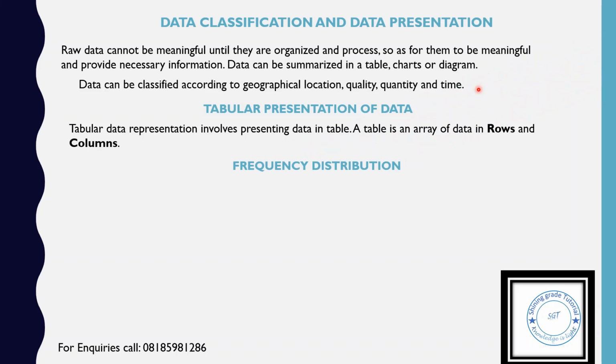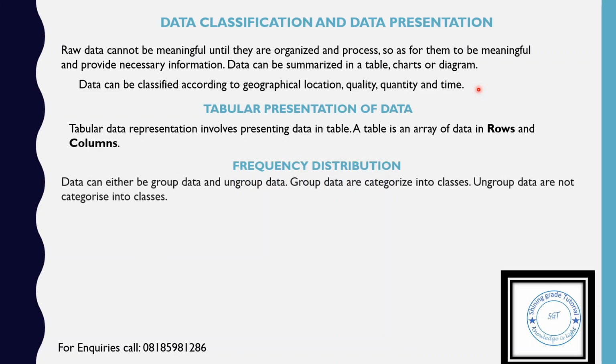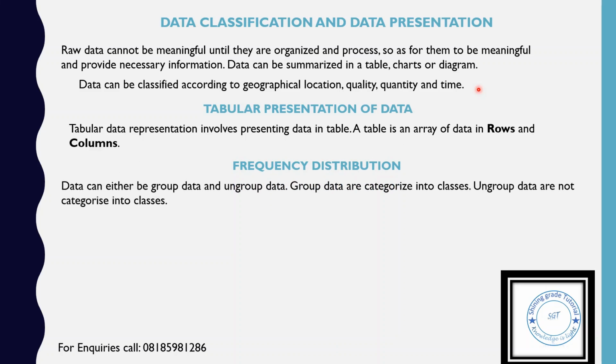Alright, now let's move to frequency distribution. Data, as I've said, are represented in a table, so we can have a distribution in order to present our data. A frequency distribution is presented in a table, and frequency shows the number of times the data occurred. Data can be grouped or ungrouped. Grouped data involve categorizing the data into classes, while for ungrouped data, we don't need to classify them into classes.